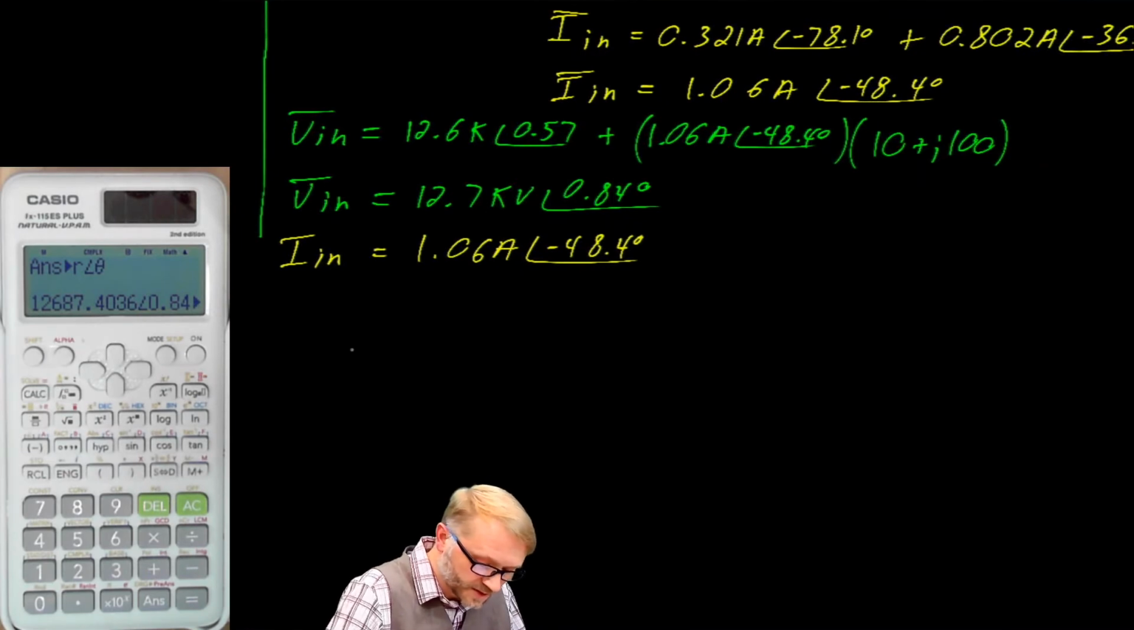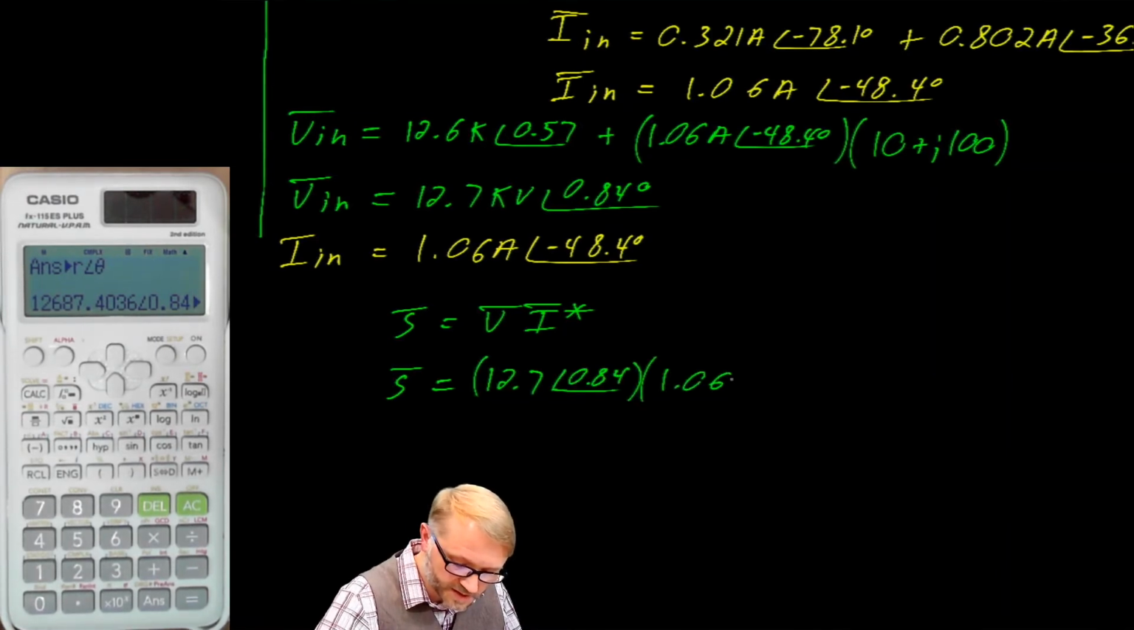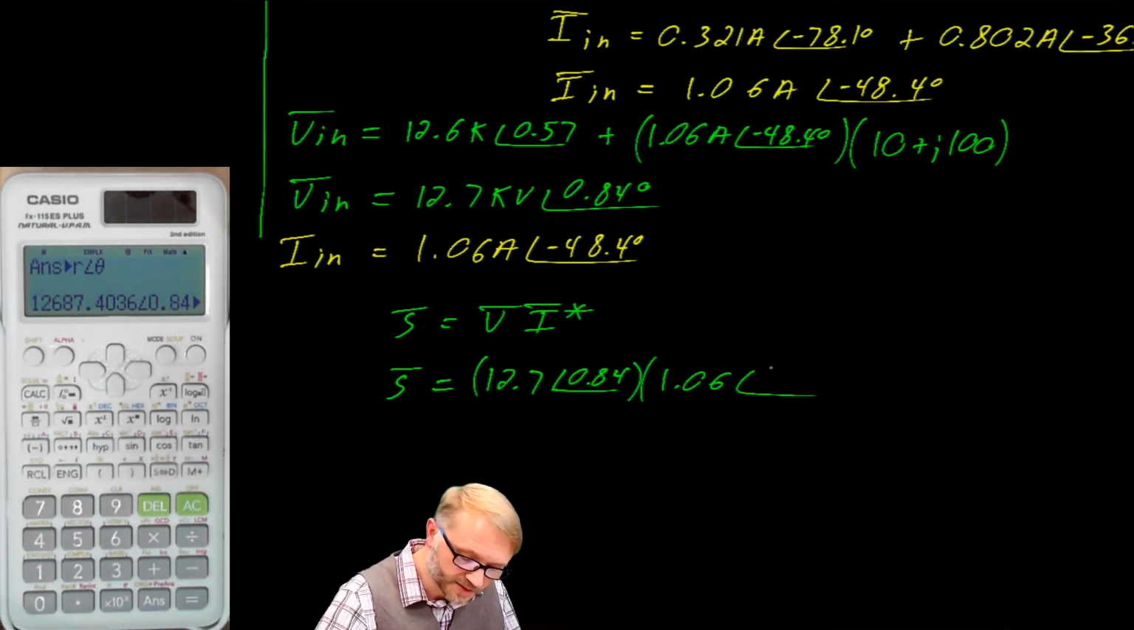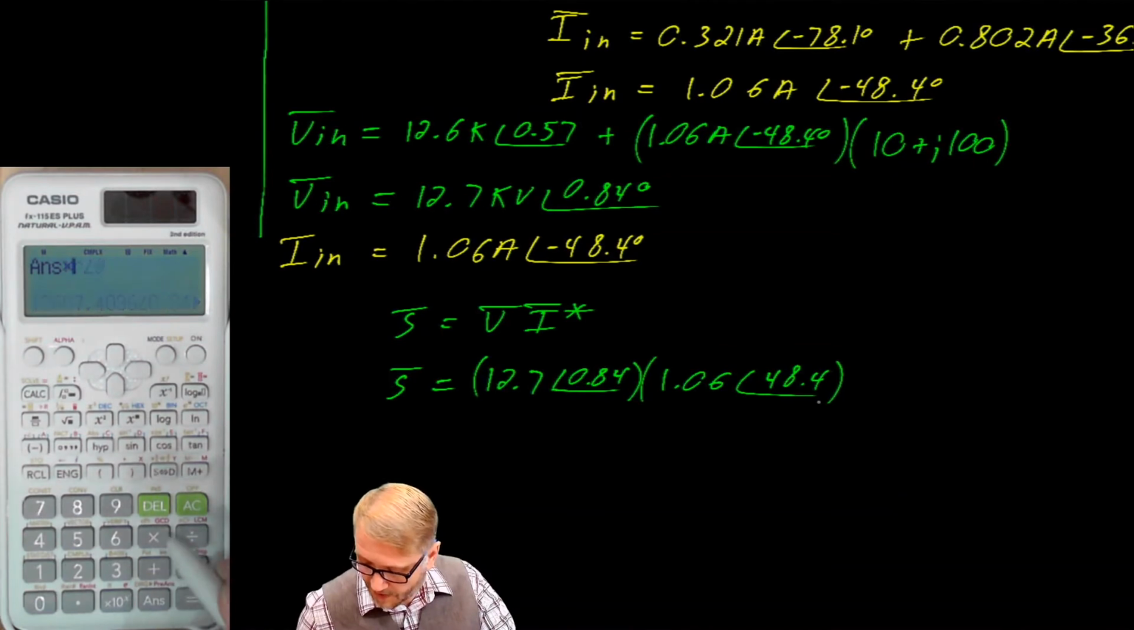If you put those two together, complex power is V I complex conjugate. We would say that the input power is 12.7 at a phase angle of 0.84 by 1.06 at a phase angle of negative 48.4 degrees. Except it's not that, because we need the complex conjugate. So it's 1.06 at an angle of 48.4.